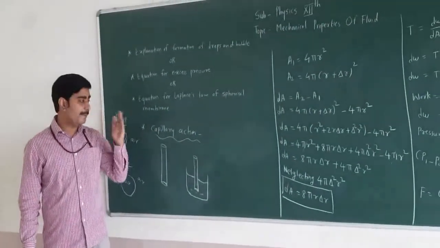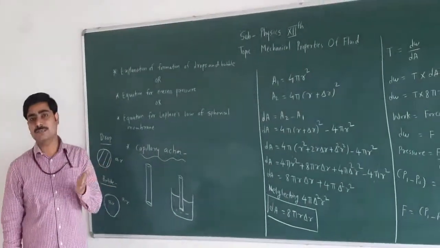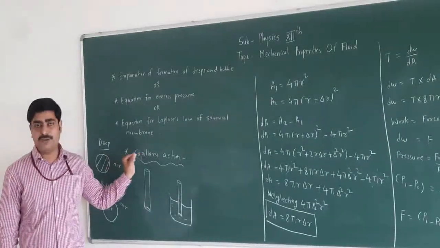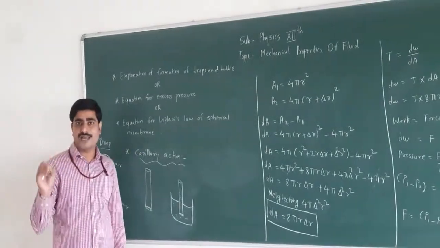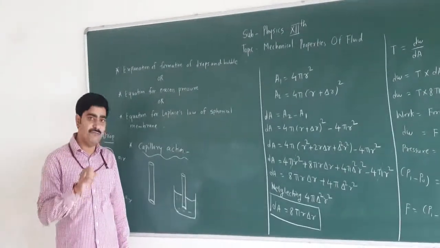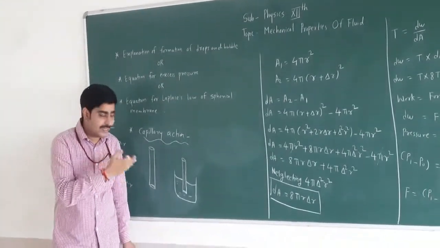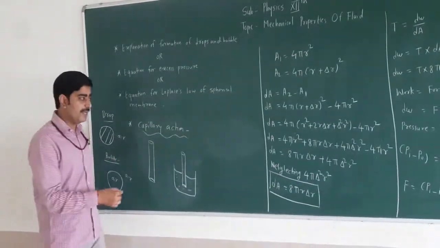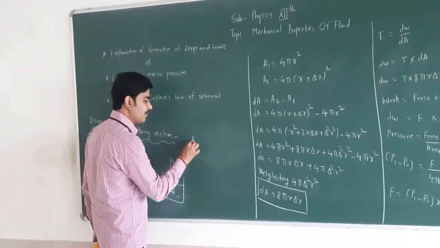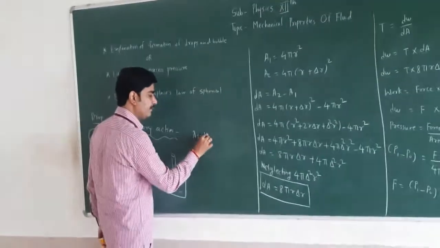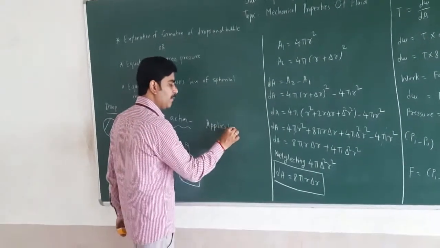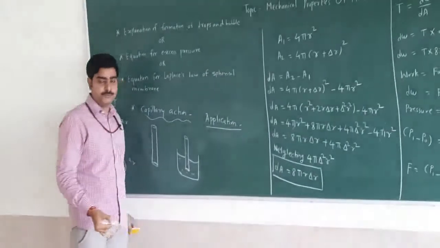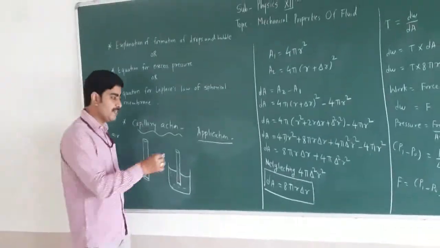So what is a capillary tube? The tube having a very small bore with small diameter is known as a capillary tube, and the phenomenon of rise or fall of liquid level inside the capillary tube is known as capillary action. This capillary action has different applications in our day-to-day life. The question may sometimes be asked for 2 marks: what are the applications of capillary action? So different applications are there.